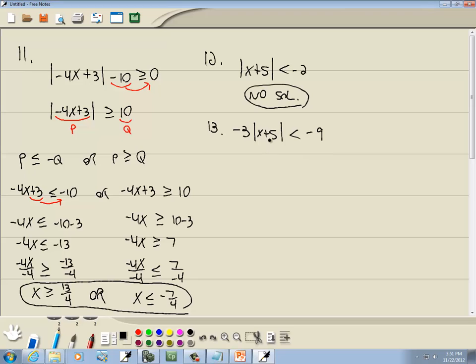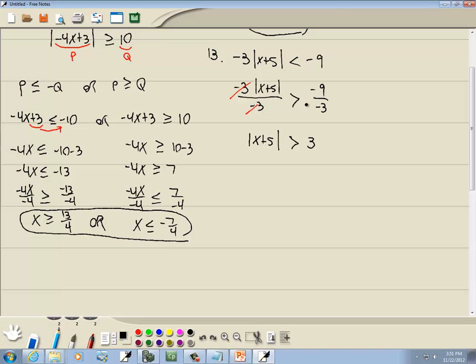Okay. Now here we got another absolute value less than a negative number, so it looks like another no solution. But remember, the absolute value has to be by itself. So let's go ahead and divide both sides by negative 3. Now remember, when you divide both sides by negative 3, it flips your inequality, so this becomes a greater than. So those cancel. And negative 9 divided by negative 3 is a positive 3. Well, now that we can actually work this problem, it went from what looked like a no solution to a problem we can work. And notice it started out as a less than, which was case 1, and it switched to a greater than, which is case 2.